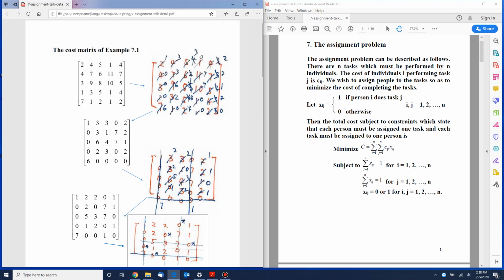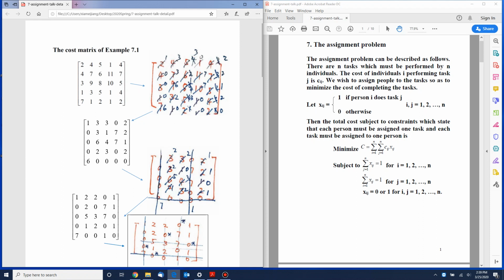So in this section, we are going to talk about the assignment problem. Basically, if we have several jobs, and I ask several contractors to do the jobs, I ask them to first provide how much they will charge for each of the jobs.